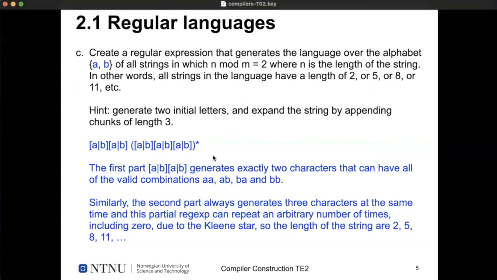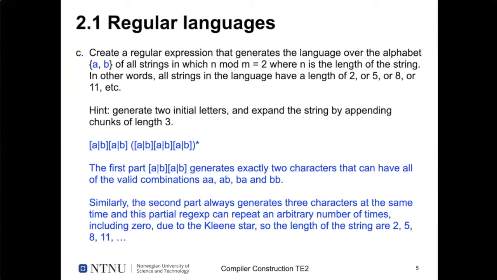And here the trick is actually to generate the two initial letters independently, so that's what we're doing here. So we have A or B, and another A or B. This means that we can generate all two character combinations of As and Bs: AA, AB, BA, and BB. And afterwards, we always have this 3-character sequence here, and we can repeat it arbitrarily many times, including 0 times, using this Kleene star here. So we could start with just any combination of two As and Bs, and have 0 of that, or we could add 3 additional characters or another 3 additional characters, and so on. So I think that was also pretty feasible.